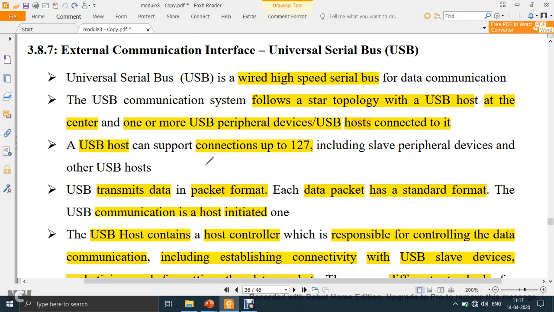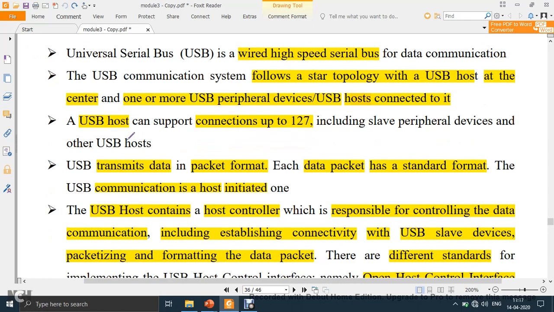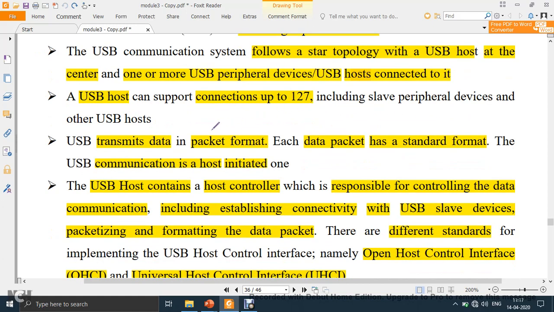That is what is the meaning of host and other device. So the host can connect up to 127 devices. Okay, so that is the maximum capacity of this star topology.